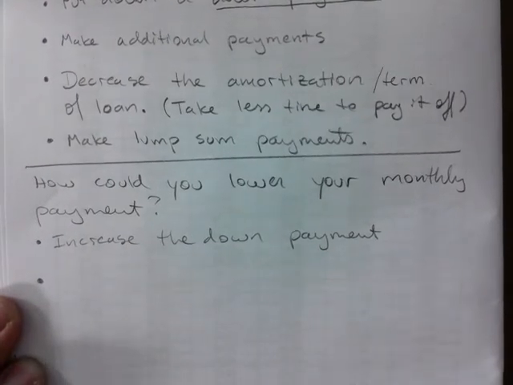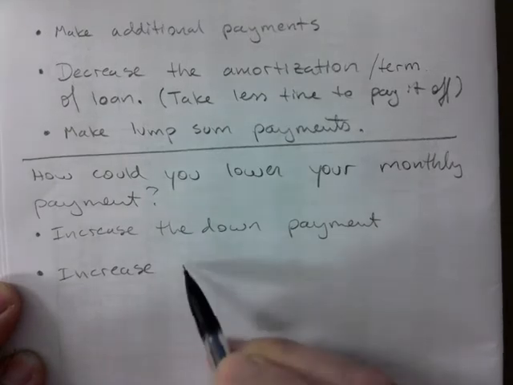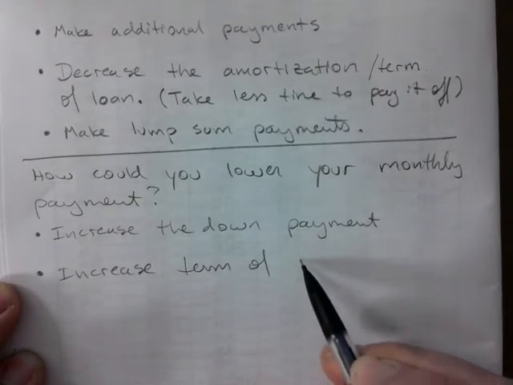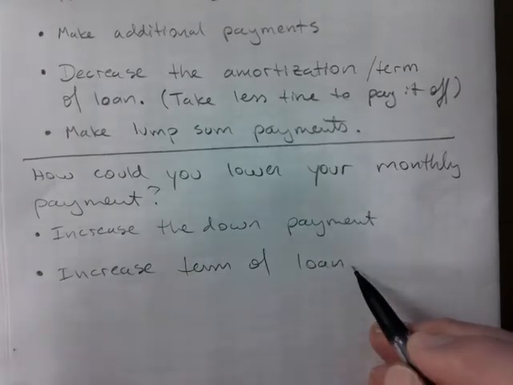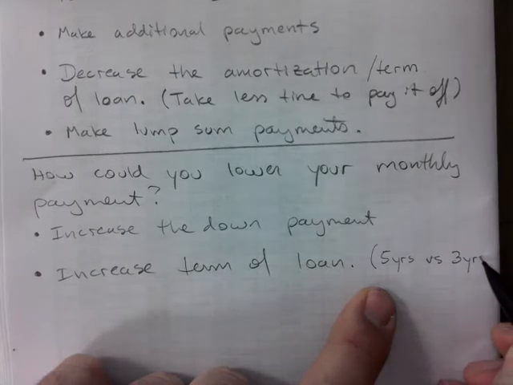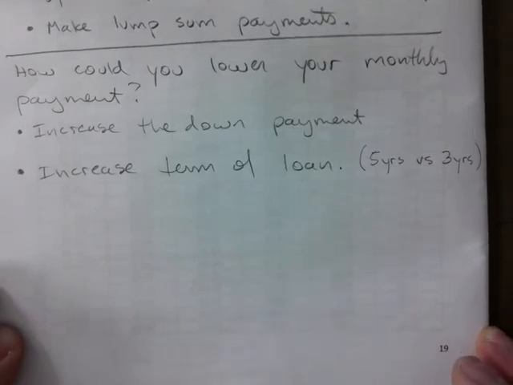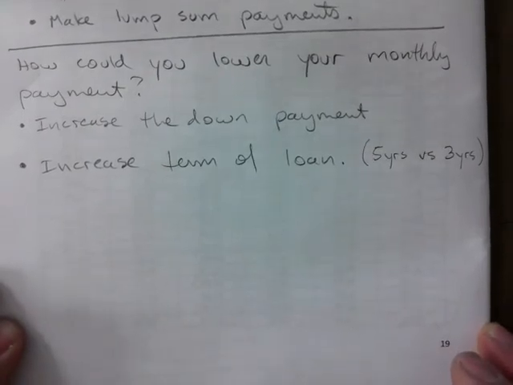What would result in a lower monthly payment? Taking longer to pay off or less time to pay off? Take longer, right? If you take longer, it's going to be a smaller payment, right? Increase term of loan, right? 5 years versus 3 years, for example. I'm just gonna leave it at that.